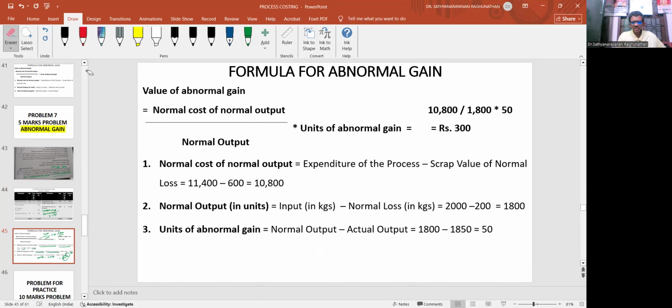For costing, the best author I can suggest here is Jain and Narang. Jain and Narang is the best author. Kalyani Publications, that is the standardized author for cost accounting. Cost and management accounting. So it comprises both cost and management accounting. Jain and Narang, that is the standardized author for cost accounting. And then S.N. Maheshwari is also one of the standardized authors for cost accounting.